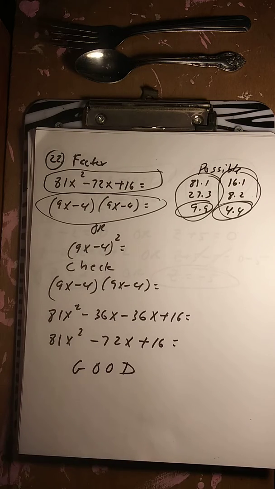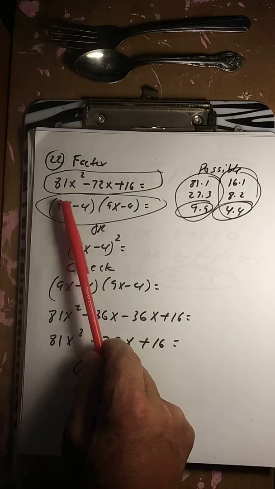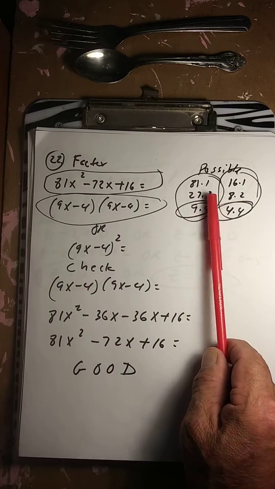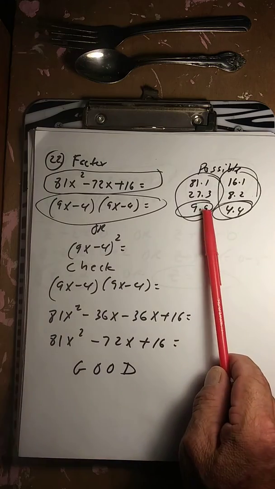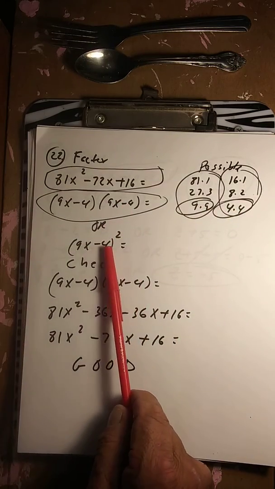Alright, factor this one. Again, look at the first number, look at the last number. The last number is 16. 16 times 1, 8 and 2, 4, 4. And first one's 81. So 81 times 1, 27 times 3, 9 and 9. I'm going to choose 9, 9, 4, 4. So 9x minus 4, 9x minus 4, or 9x minus 4 squared.